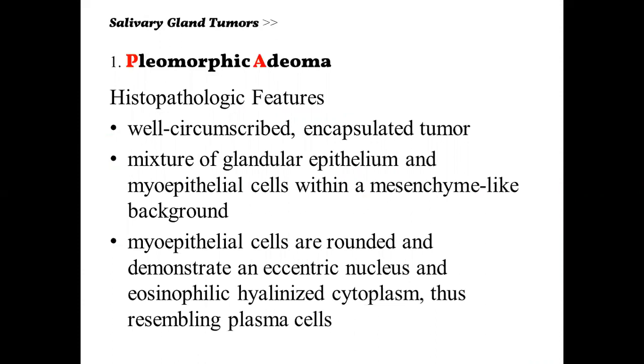Histopathological features will show us a well-circumscribed encapsulated tumor with a mixture of granular epithelium and myoepithelial cells within a mesenchyme-like background. There are numerous myoepithelial cells that are rounded and demonstrate an eccentric nucleus and eosinophilic hyalinized cytoplasm, thus resembling plasma cells. So dito sa part na to, tandaan natin yung myoepithelial cells are rounded and demonstrate an eccentric nucleus. Eccentric meaning wala sa gitna yung nucleus niya. So this is actually a description of plasmacytoid cells. Rounded with an eccentric nucleus. Makita nyo, thus resembling plasma cells. Kaya siya tinawag na plasmacytoid cells, kasi mukhang plasma cells.